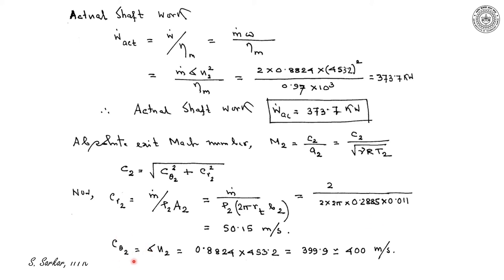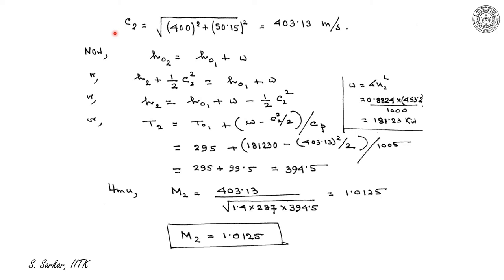Now C theta 2 would be equal to sigma into U2. Put the values of sigma as 0.8824, U2 as 453.2. So if you multiply this, you will get about 400 meter per second.